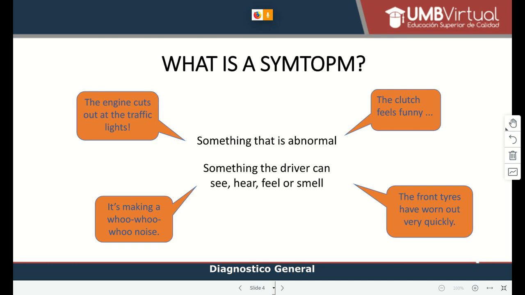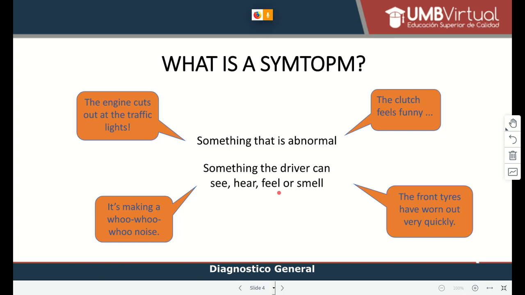Well, what is a symptom? It is something that is abnormal, of course. In this slide we have an example of a clutch: it feels funny, or the engine cuts off at the traffic lights. Something is abnormal. If the clutch is funny or the engine cuts off, those are two different problems. Depending on the brand, the car and the truck that you have, you may get a check engine light on, but you already know that something is not right, something the driver can see, hear, feel, or smell.